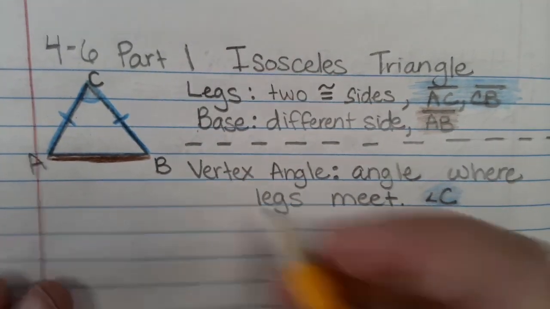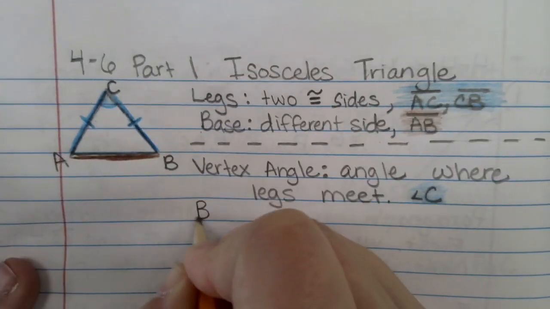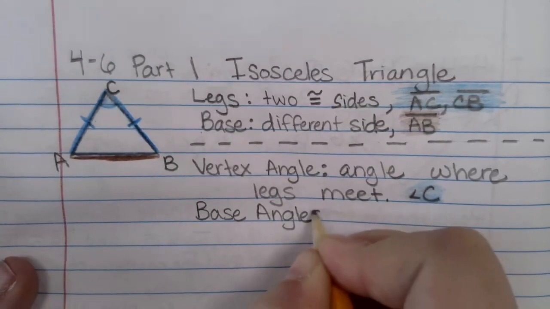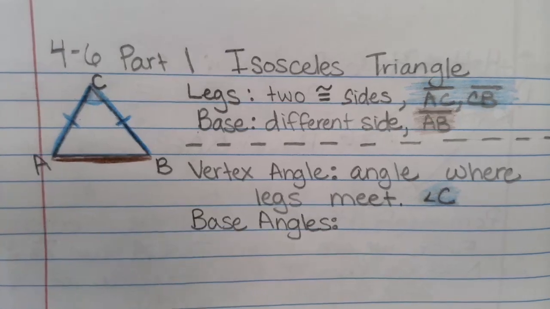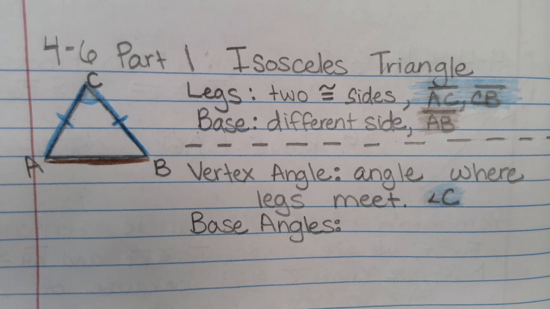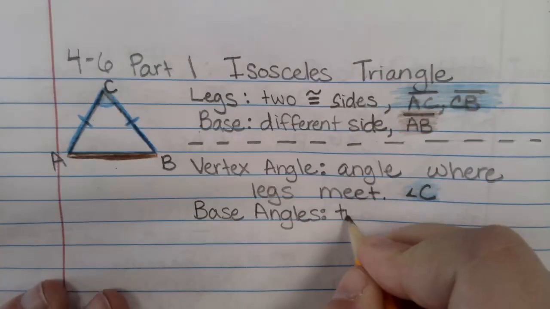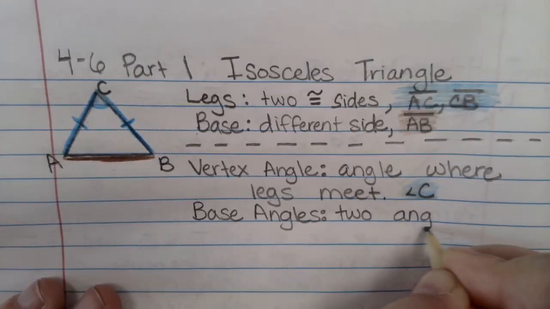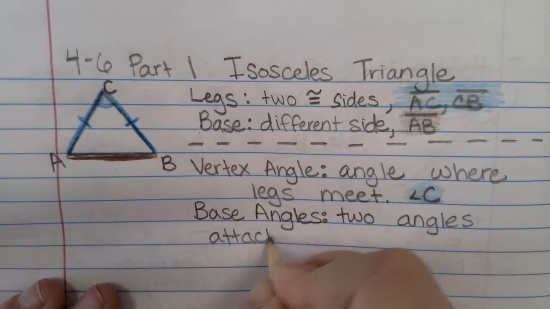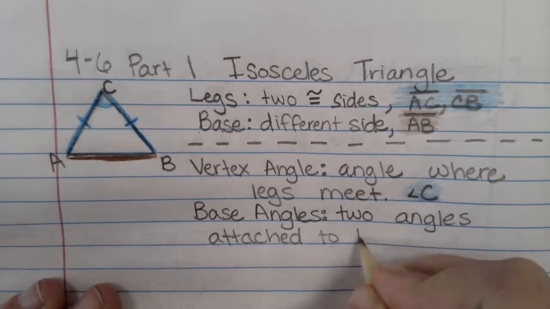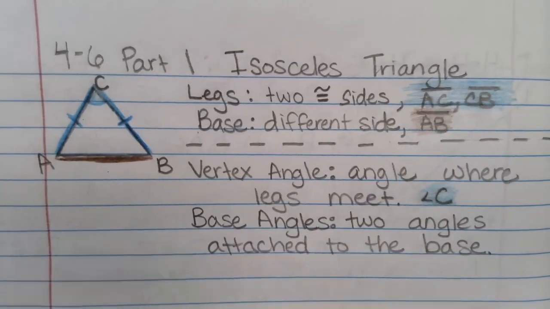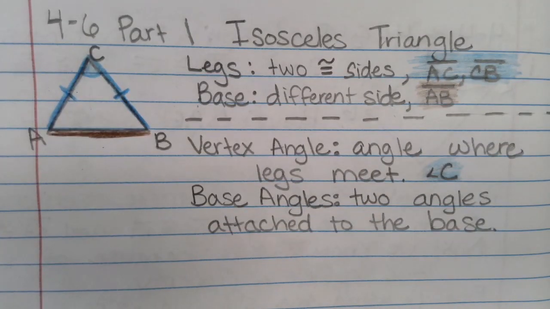Our other angles are called base angles, and that's a really important word. We're going to use that a lot today. Really, that's all what this has been building up to is base angles. But to know base angles, you need to know what a base is. And to know what a base is, you need to know what legs are. It's a whole thing. Our base angles are the two angles attached to the base.